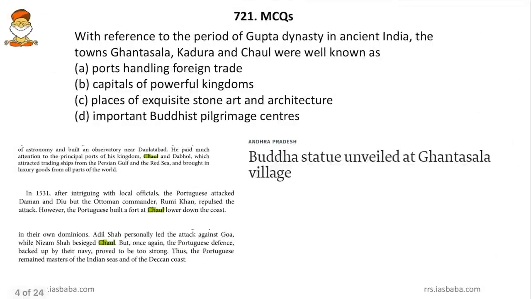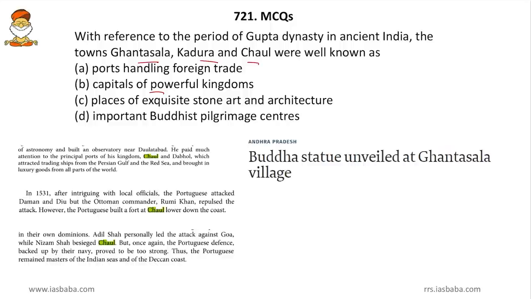Then come to the next one. With reference to the period of the Gupta dynasty in ancient India, the towns Ghantasala, Kadura and Chaul were well known as: option A, ports handling foreign trade; then capitals of powerful kingdoms; then places of exquisite stone art and architecture; then important Buddhist pilgrimage centers. Friends, it is purely a factual question. But however, it is not impossible to crack this if you are sincere with your NCERTs.